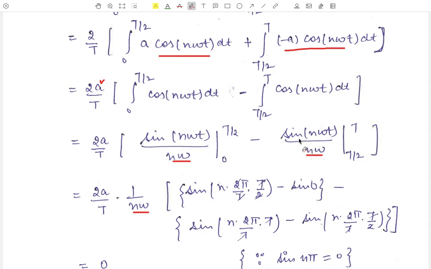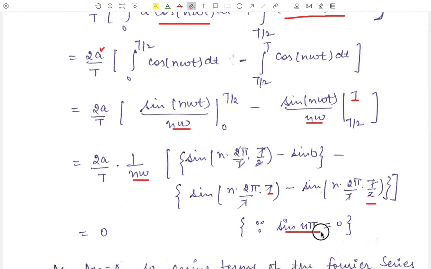This minus as it is. Now sin n into 2 pi by T, omega, into this T, the upper limit, that is T here, minus the lower limit, that is T/2. Now we know that sin of n pi is always equal to 0, whatever be the value of n, only the n should be an integer value. In all the four of these, we have n as an integer value, and therefore all the four values will be equal to 0 here. That is, the value of Fourier coefficient a_n is also equal to 0.